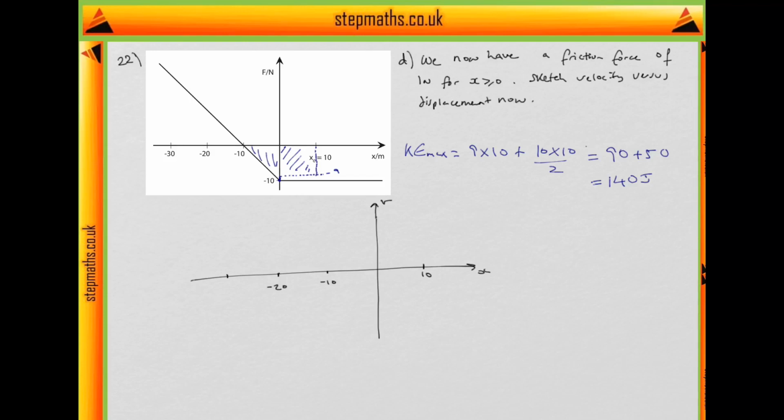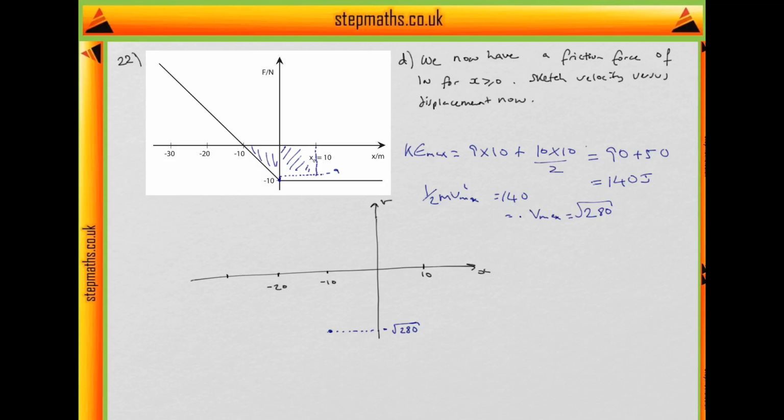Well, therefore, how do we find the maximum velocity? Well, we know half m v max squared is 140, and therefore v max equals the square root of 280. Okay, so when's it going to achieve that maximum velocity? Well, we know the maximum velocity is achieved at minus 10, so that's going to be down here. So we're going to have minus square root of 280 corresponding to the value of 10.